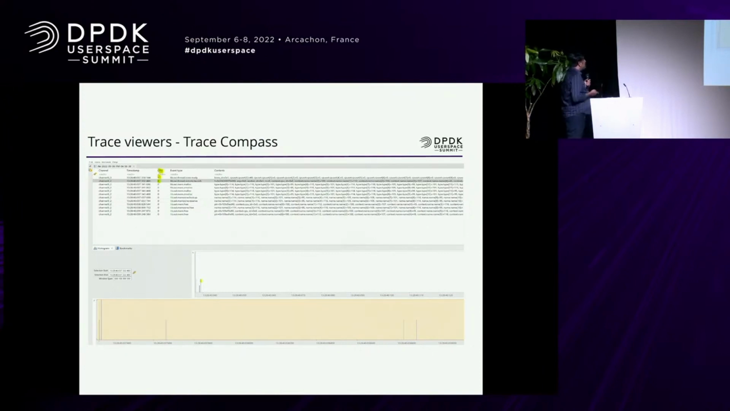It's an open source one. You can just download it. So it has similar information. I just fed the same file to Trace Compass. So you can see the timestamp, and it's going to say which CPU, the event type, and the content of that. And the beautiful part about this tool is that there's a histogram, right?